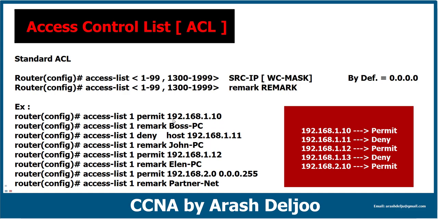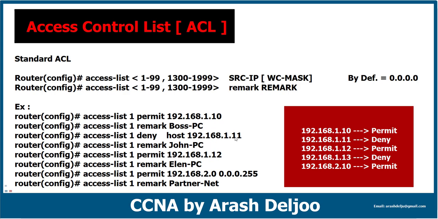Access-list 1 permit 192.168.1.10. We can configure one remark, for example, for understanding the function of this ACL. You know that the remark itself doesn't have any effect from the functional view. Access-list 1 remark boss PC, and then access-list 1 deny host 192.168.1.11.